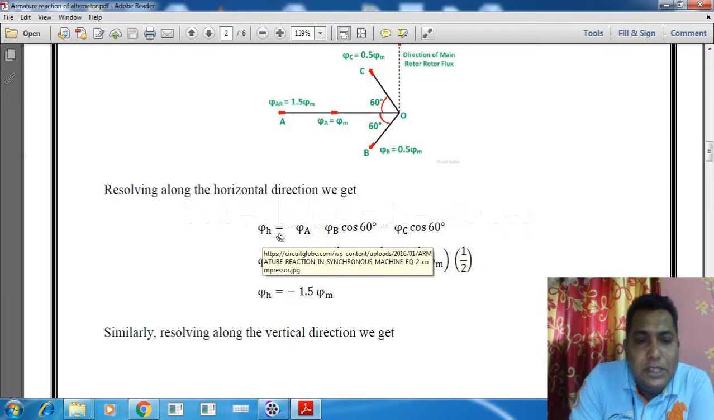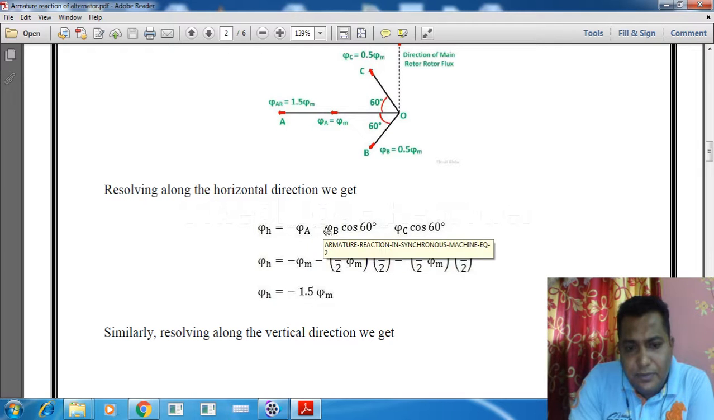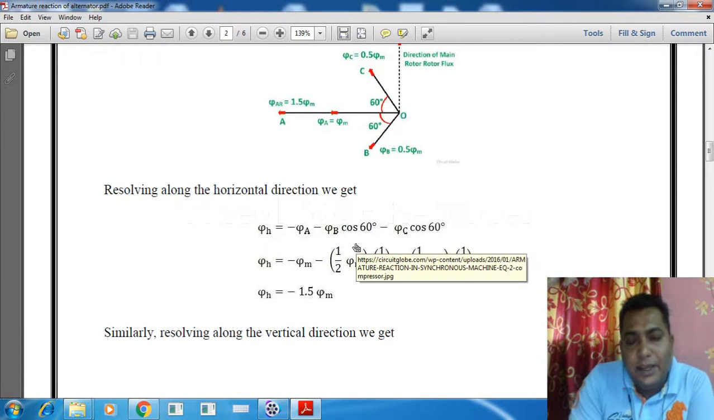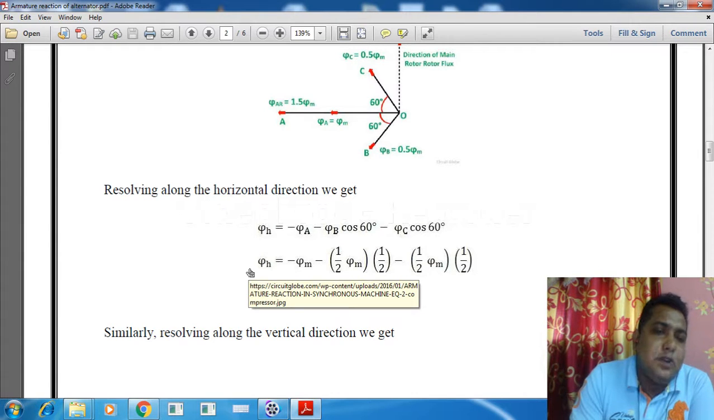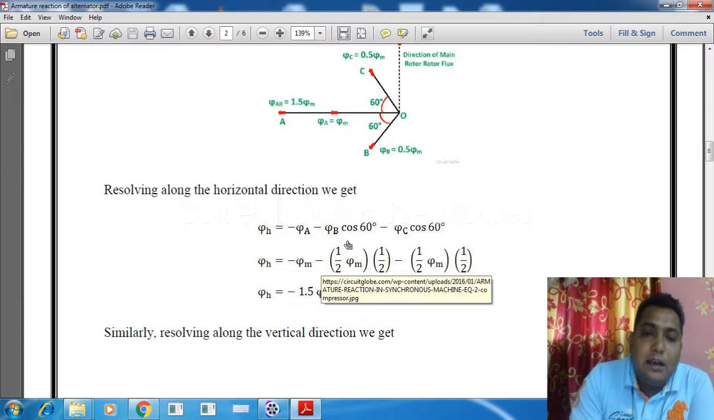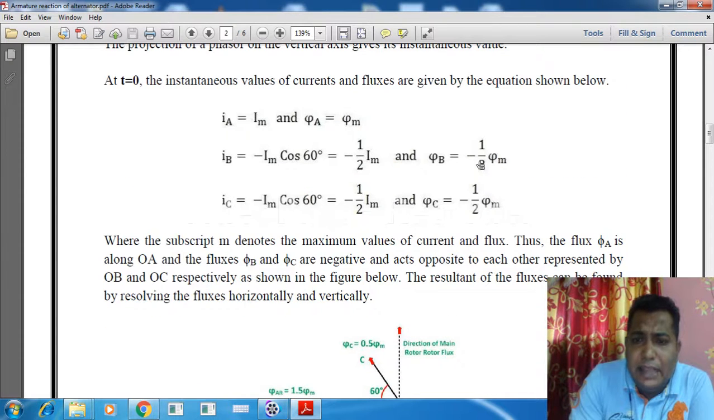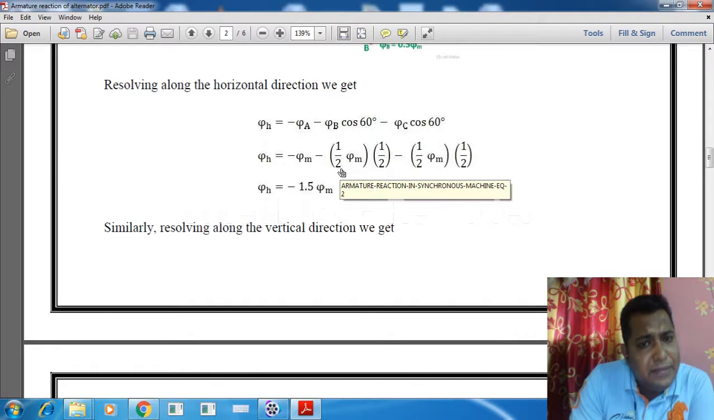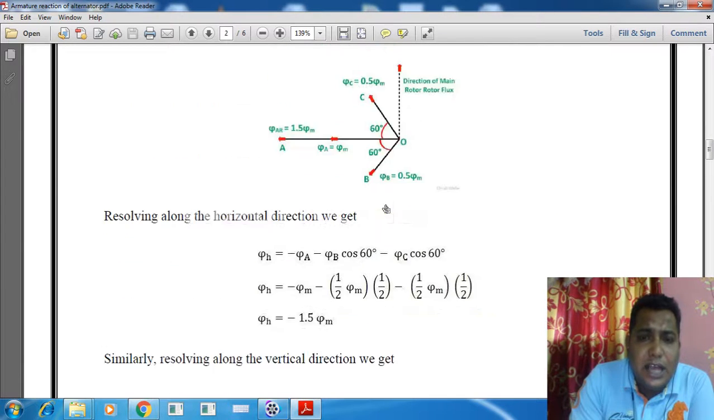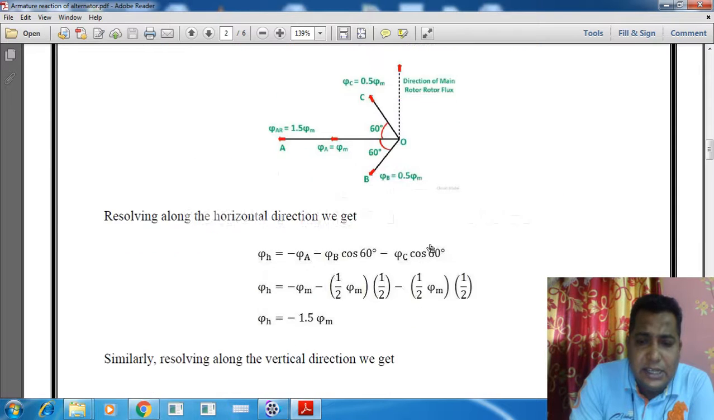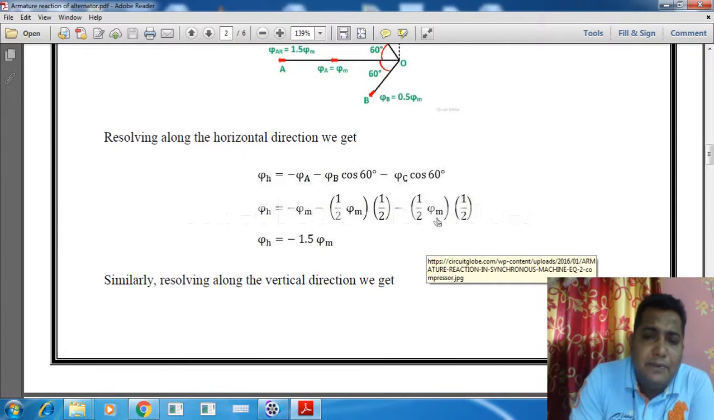So this total horizontal component is equal to phi a minus phi b cos 60 degree. Yes, there is a cos. Okay, and minus phi c cos 60 degree. These are in the second and third quadrant, that's why they are all minus we are using over here. So the horizontal flux is equal to phi m minus, and we have already found this phi b value. What is the phi b value? Here see, phi b is minus half phi m that we have placed. And cos 60 degree is half, this 60 degree is for b, and for c this is the 60 degree. Again from the previous phi c value we have placed half phi m into half.